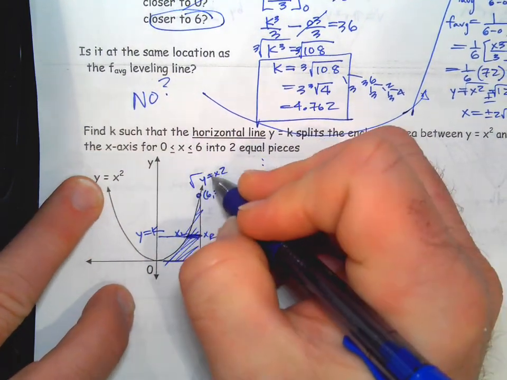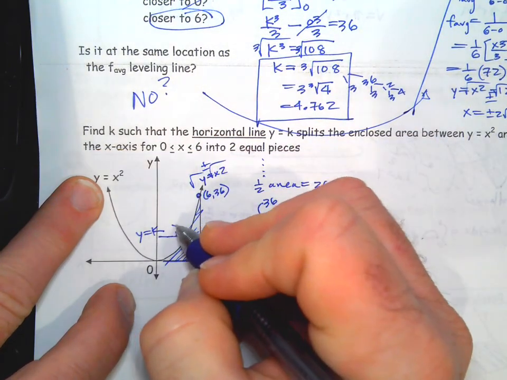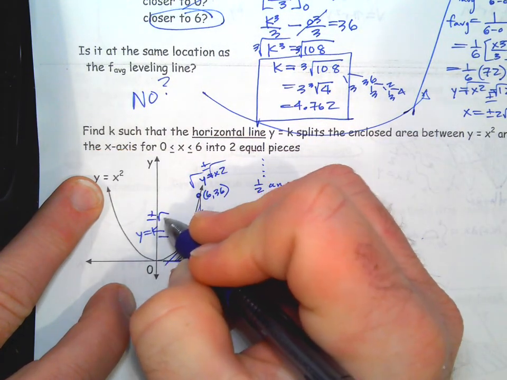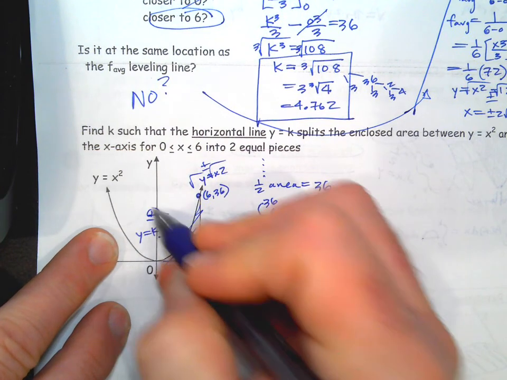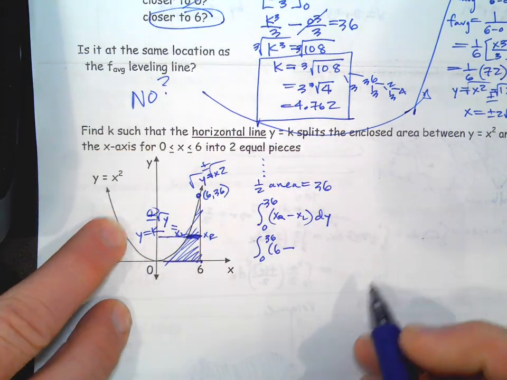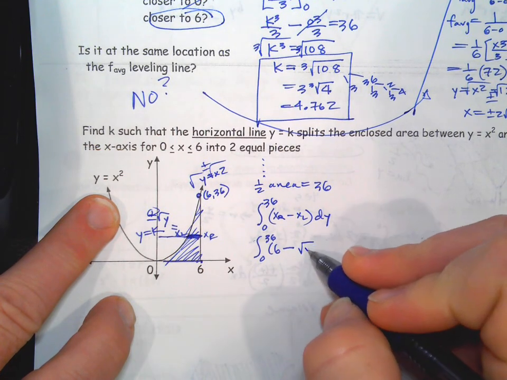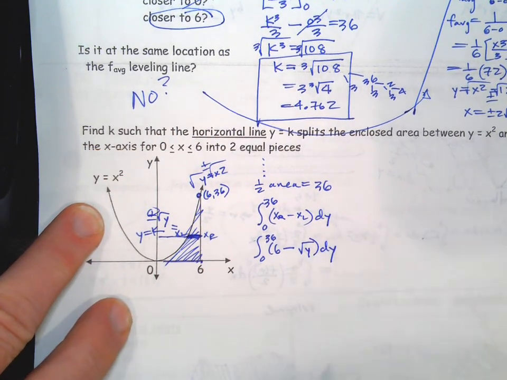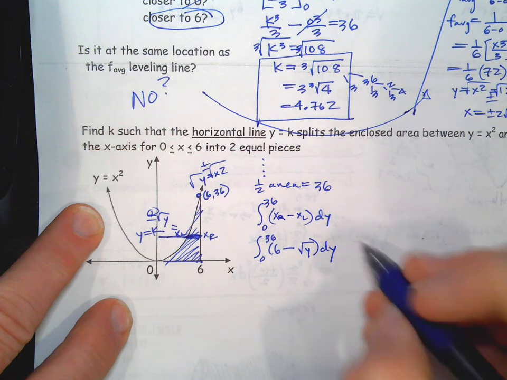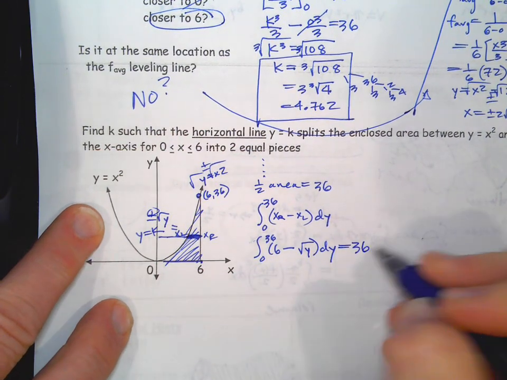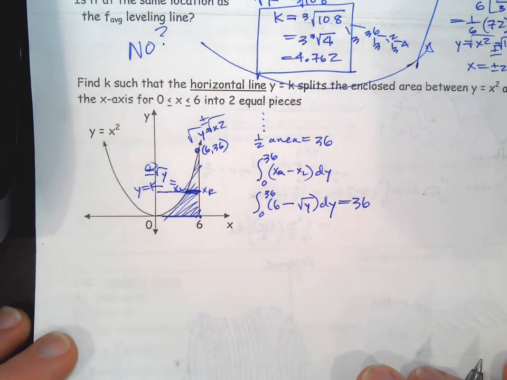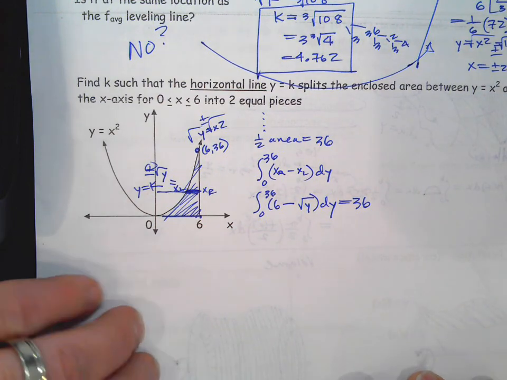We're going to take the square root of both sides, plus or minus. So x equals plus or minus the square root of y. It's the positive one because we're on the right half of that parabola. If we were over here, we'd use the negative square root of y. So it's square root of y dy. And we're going to set it equal to 36. So same idea, but now we're dealing with horizontal slices and everything's y.